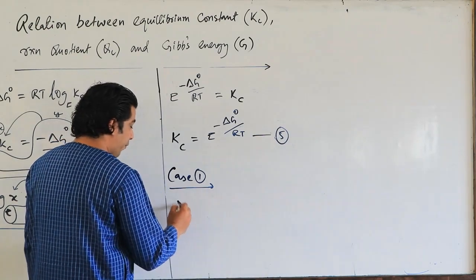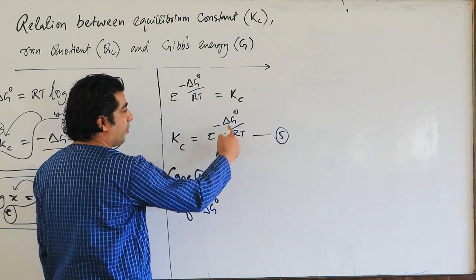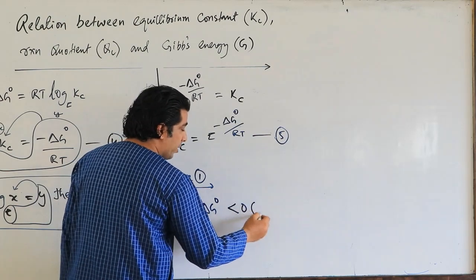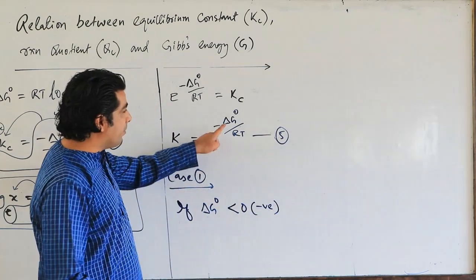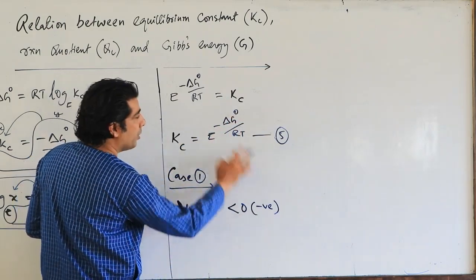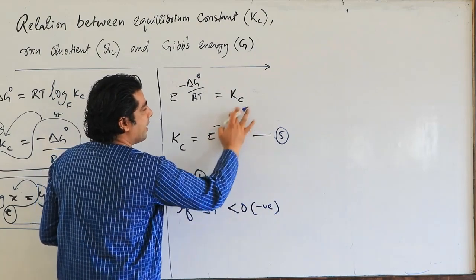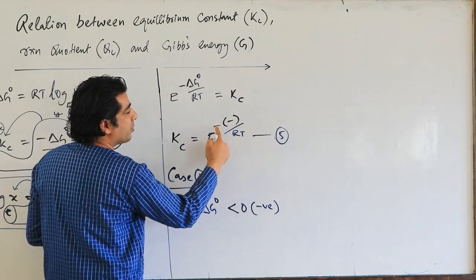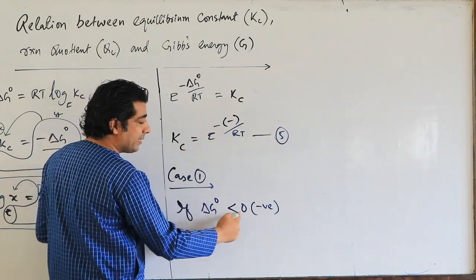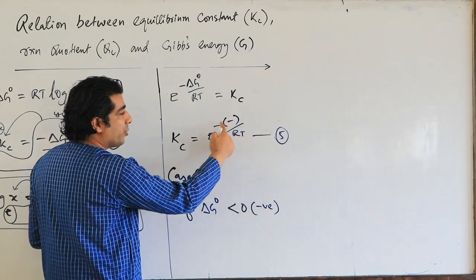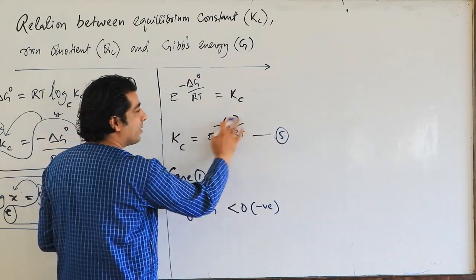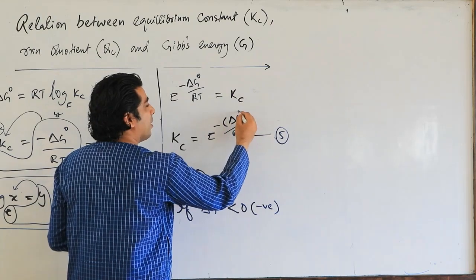Understand it. If delta G naught, I am talking about this delta G naught, is less than 0 or negative, let us suppose this value is negative, my dear friends, have a look. Delta G naught less than 0 means negative. If this is negative, then minus into minus will become what? Positive. Yes or no, my dear friends? Because in place of delta G naught I will write down minus, and minus into minus is plus. Yes or no, my dear friends? So try to understand. Correct?